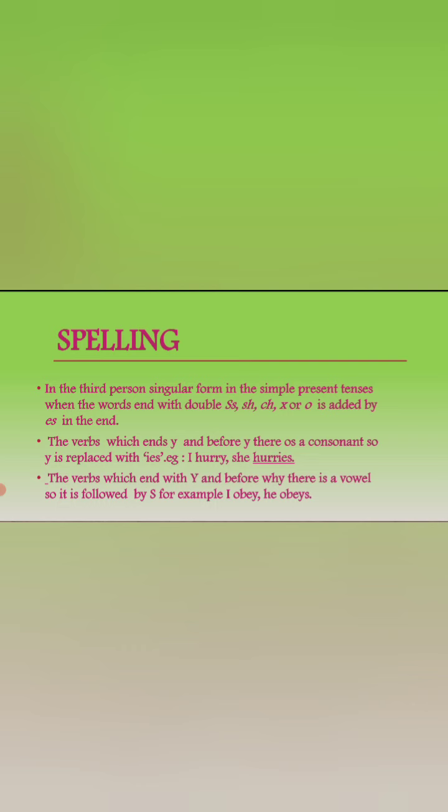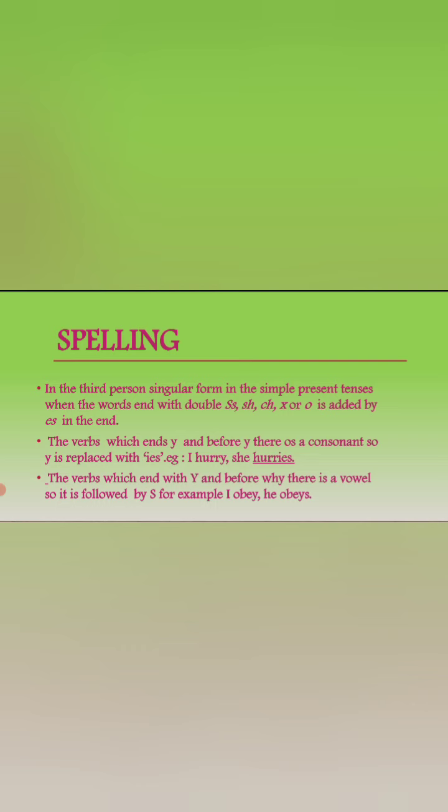The verbs which end with y and before y, there is a consonant, so y is replaced with ies. Example, I hurry, she hurries, which means the consonants are the alphabets which are except A, E, I, O, U in the whole alphabets. So the alphabets which are not A, E, I, O, U, the remaining ones, when they are before y, the y is replaced by ies. For example, I hurry, she hurries.